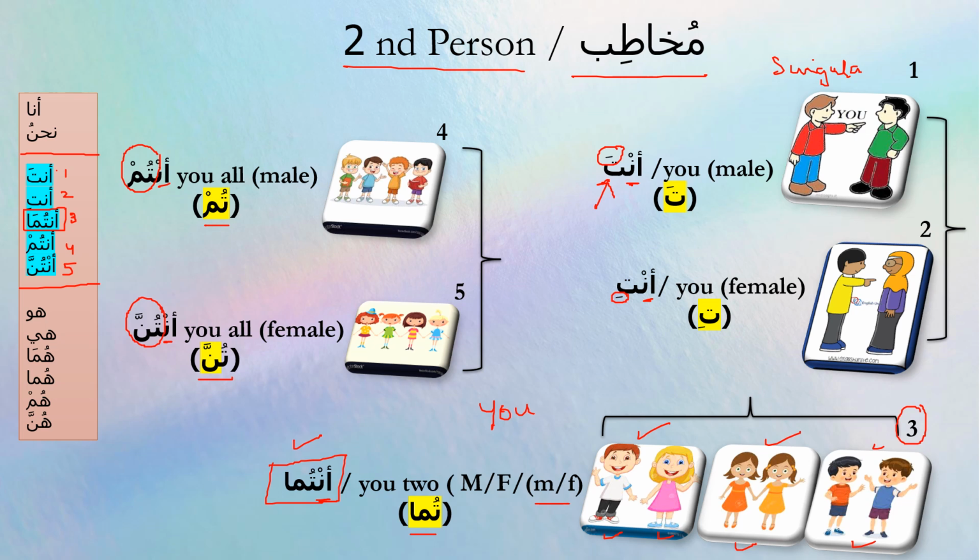So these are the five pronouns. Remember, in the second person, the second group or the mukhatib group, you have five pronouns altogether: one here and two here, and now we have five here. One and two are singular. The third one is for dual, and the fourth and fifth are for jama. So that's how you memorize.